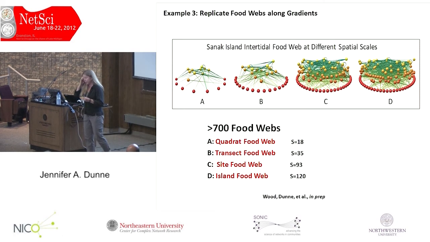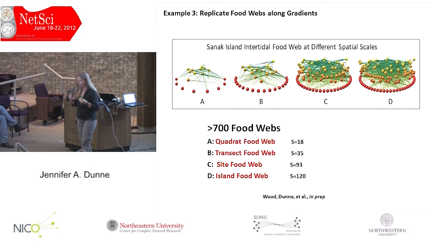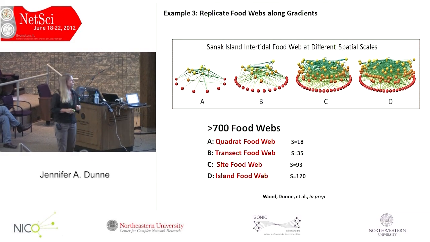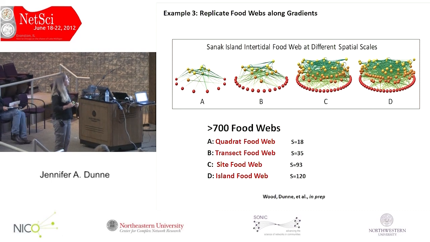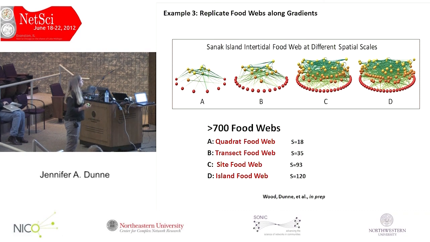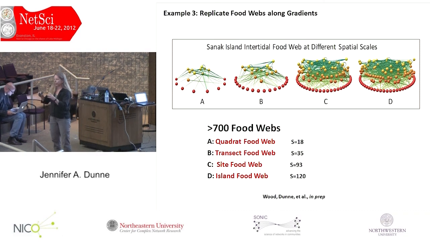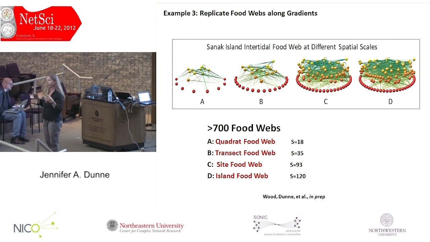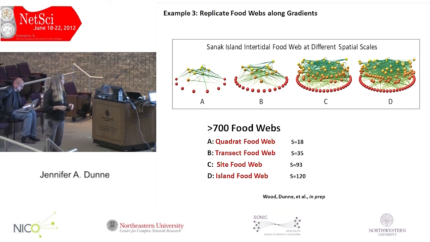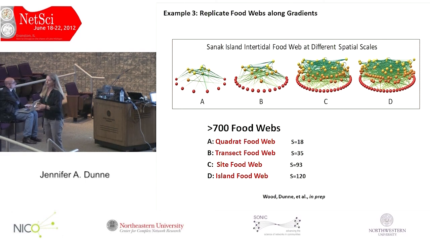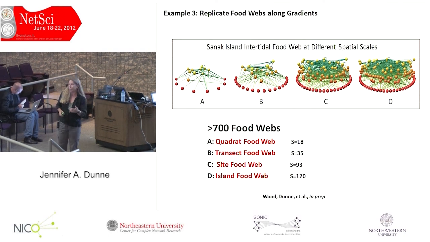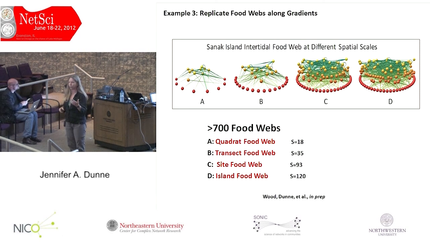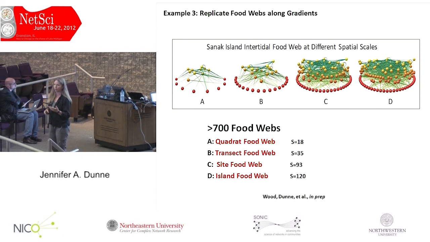And then my last example on the data side are these multi-web databases that are coming online. This is just one example of a project I'm involved with in the Aleutian Islands with intertidal food webs, where my colleagues have put together data at different spatial scales. And so we have over 700 food webs at 4 different spatial scales: the meter squared scale, then the transect scale, where you aggregate across the quadrats, and then the site level, and then the island level. And one of the questions that we just haven't been able to answer really is, how does spatial scaling impact our understanding of ecosystem organization?